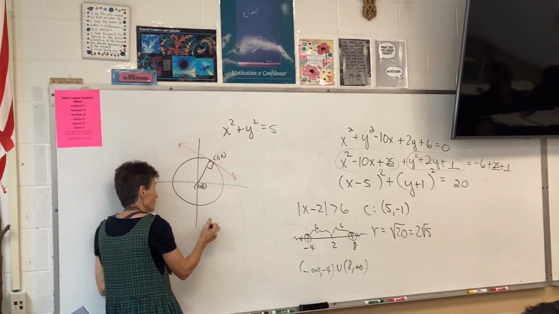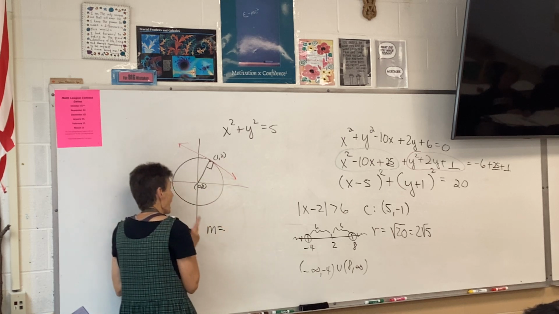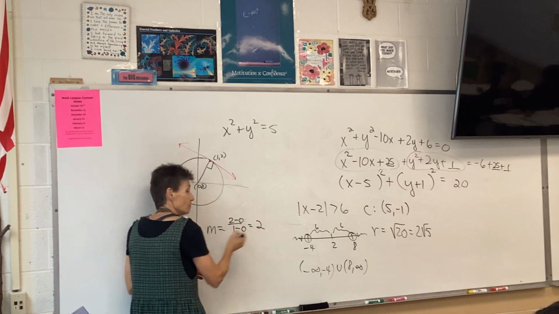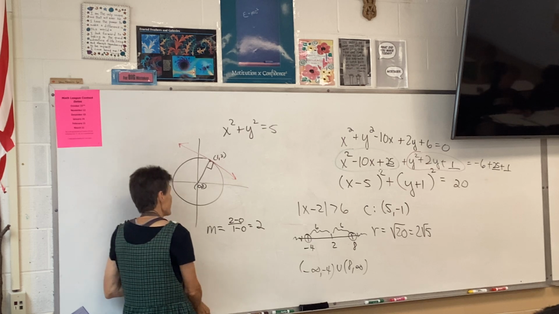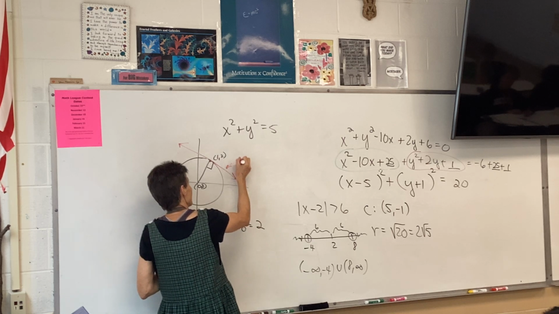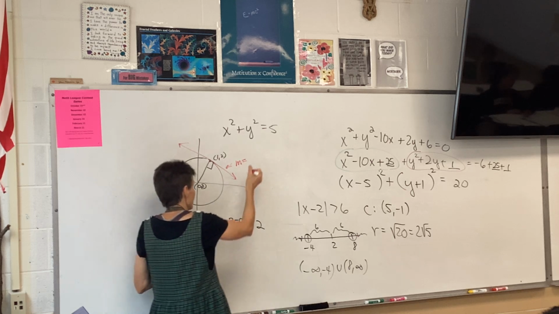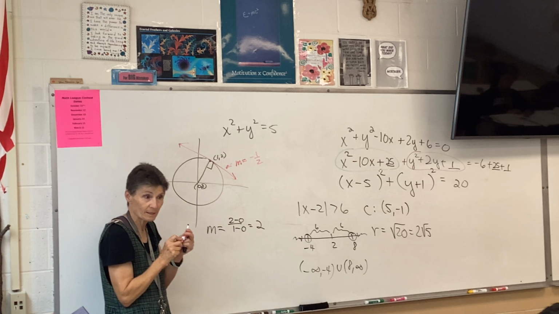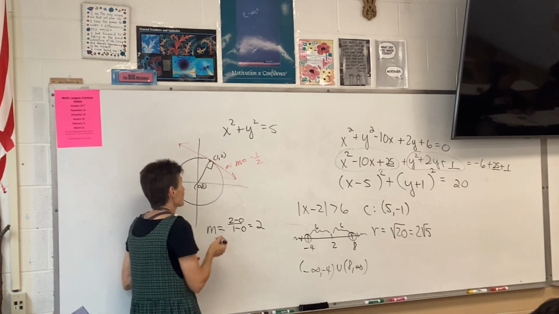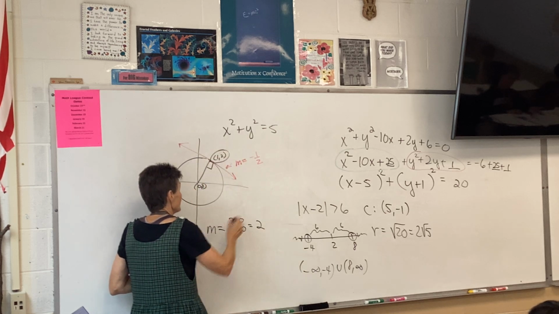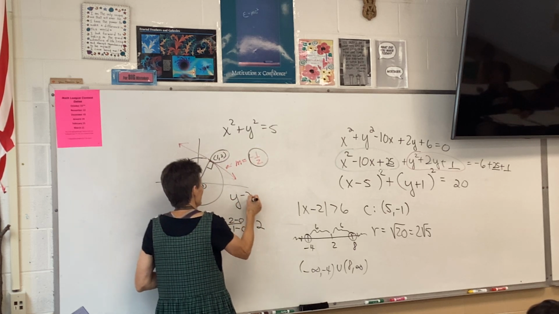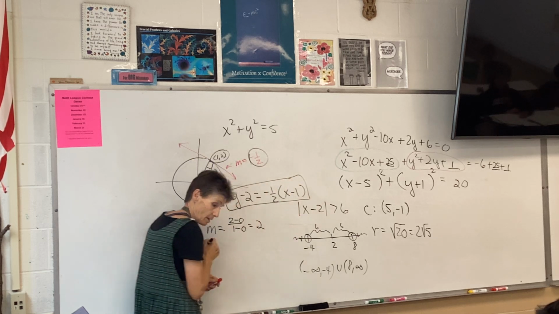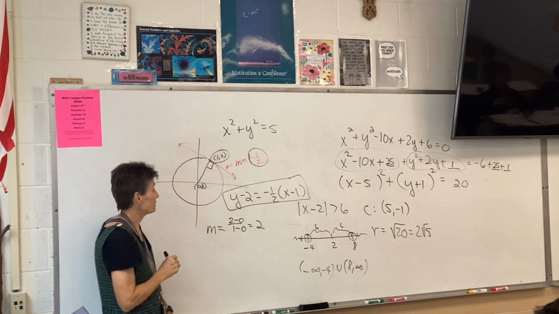So this is the origin. That's the point 1, 2. So what's the slope of my black line? 2 minus 0 over 1 minus 0, 2. So what is the slope of my red line? Negative 1/2. Because these two are perpendicular, and perpendicular slopes are opposite reciprocals. So here's my point. Here's my slope. y minus 2 equals negative 1/2 times x minus 1. There's the equation of your line in point slope.